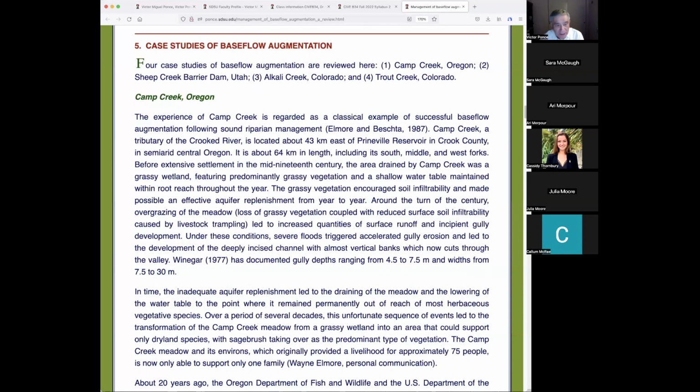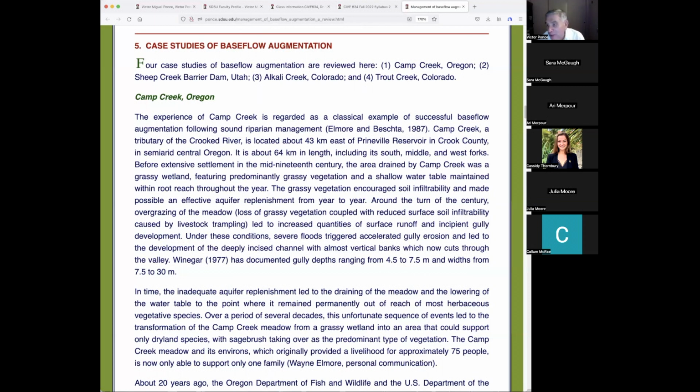As a matter of fact, it says in there somewhere, the Camp Creek Meadow and its environs, which originally provided a livelihood for approximately 75 people, that was circa 1880, 1890, is now only able to support 1 family, Wayne Elmore, personal communication. Now only able, that means 1989. There was only 1 person. Why did it come down from 75 to 1?